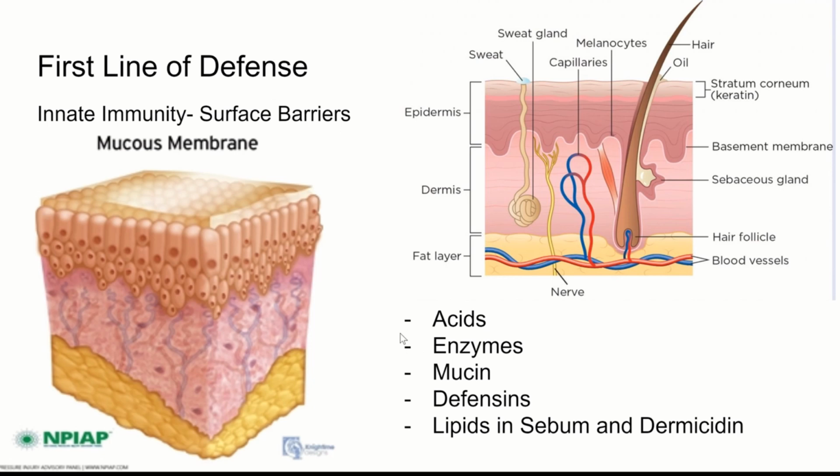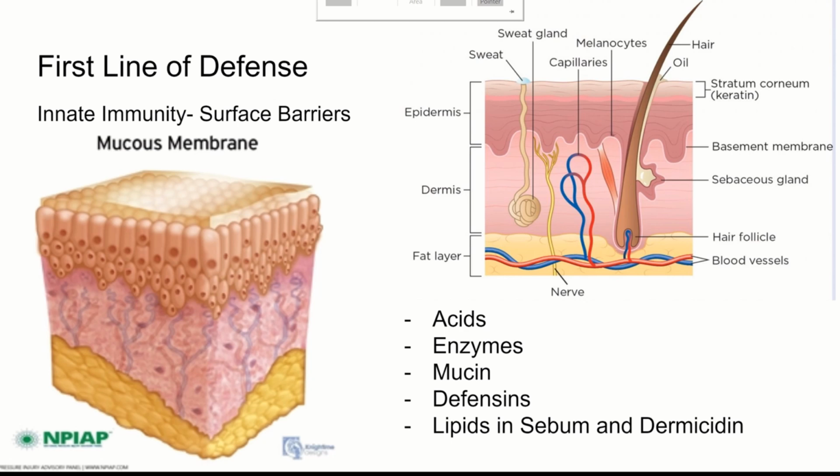So that would be things like acids, enzymes, mucin, defensins, and the lipids that we find in sebum and dermacidin. So if you would flip to your glossary, this is where I'm going to have you put your definitions. If you turn to page 5, look for where it says acids. And so the function of acids is that they inhibit bacterial growth. Then we have enzymes. Enzymes kill or break down microorganisms.